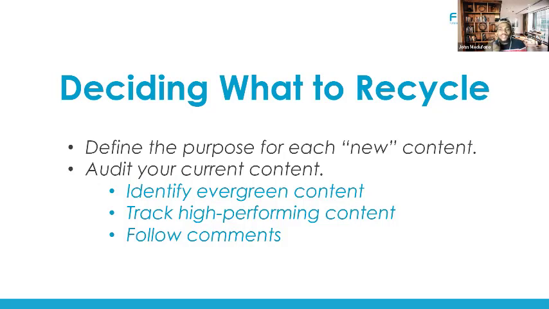Now, when you're deciding what piece of content to recycle or repurpose, one thing you have to think about, like I talked about just now, is to define purpose for each new content. But then to determine that this content is worth repurposing, you have to audit your current content, because that's where you're going to be getting your piece of content from. So auditing your current content, you want to look at a lot of things, but I've listed three different things here. The first one is to identify evergreen content.